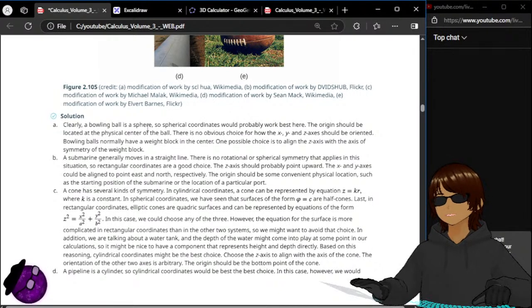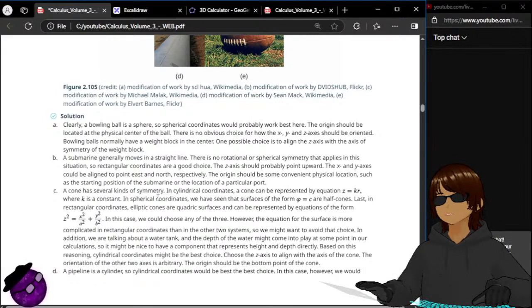Clearly, a bowling ball is a sphere, so spherical coordinates would probably work best here. The origin should be located at the physical center of the ball. A submarine generally moves in a straight line. There is no rotation or spherical symmetry that applies in this situation, so rectangular coordinates are a good choice.